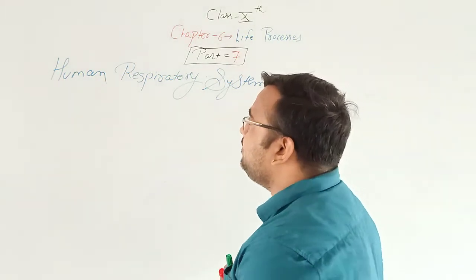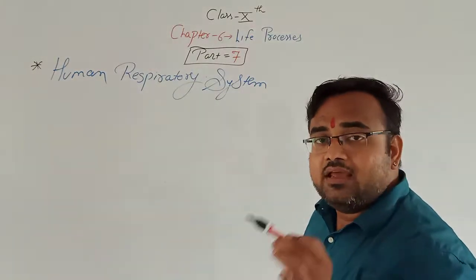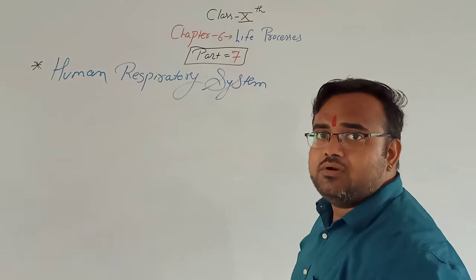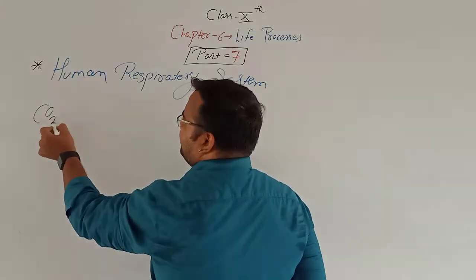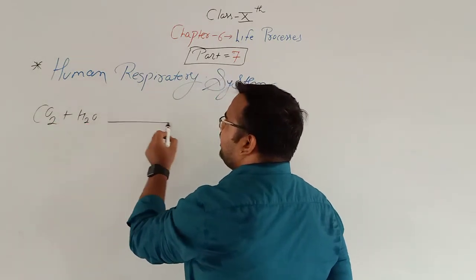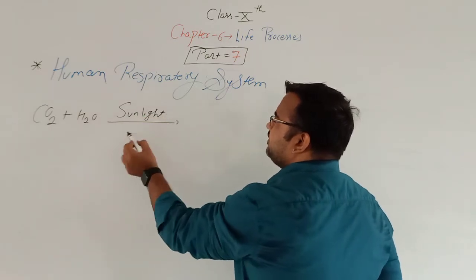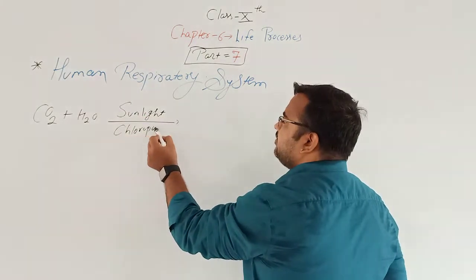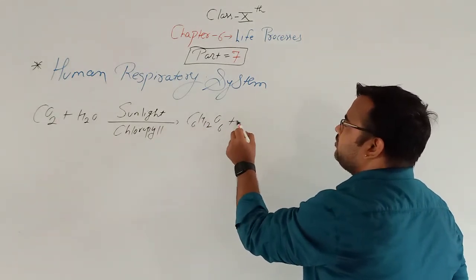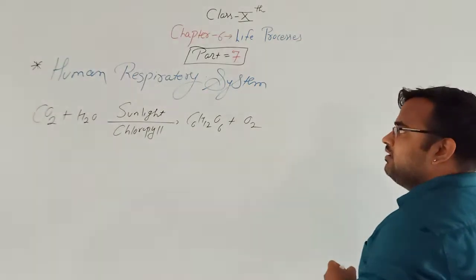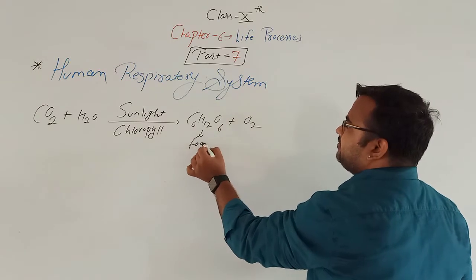Now, in the previous lectures, we have already discussed the reaction of photosynthesis. What was the reaction of photosynthesis? You know that carbon dioxide plus water combine with each other in the presence of sunlight and chlorophyll, and give C6H12O6, that is glucose, and oxygen. Okay, so this is the food for the plant.